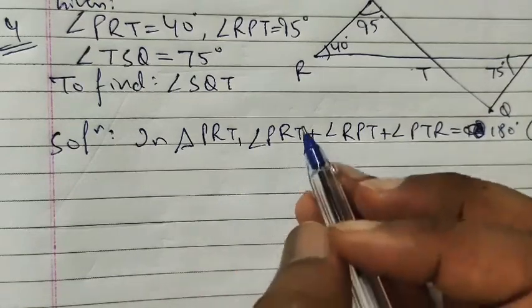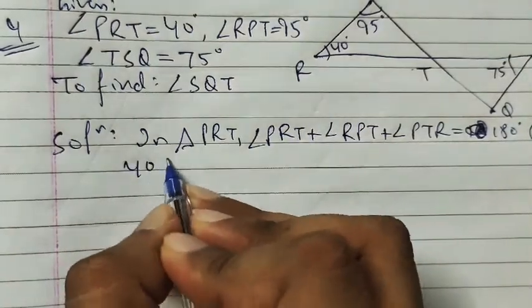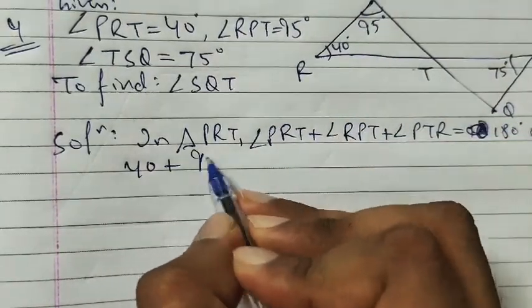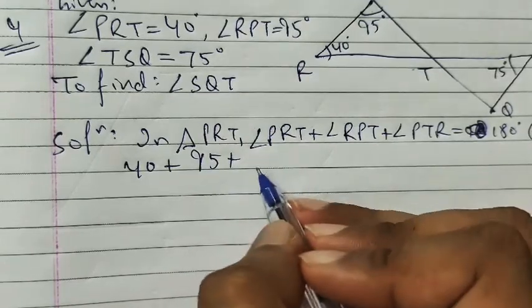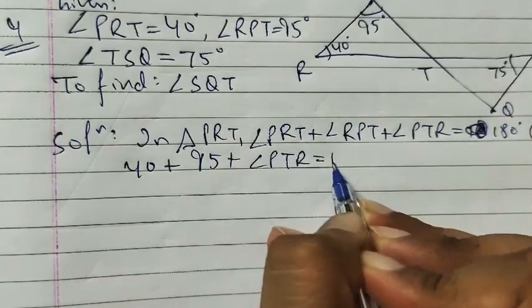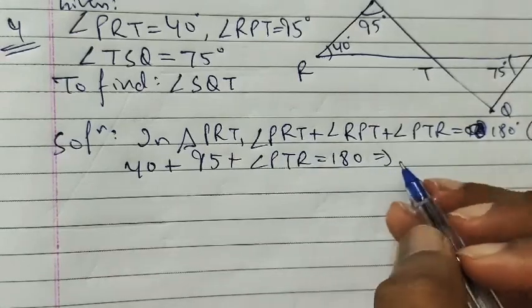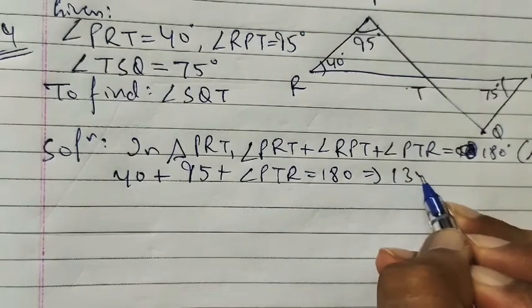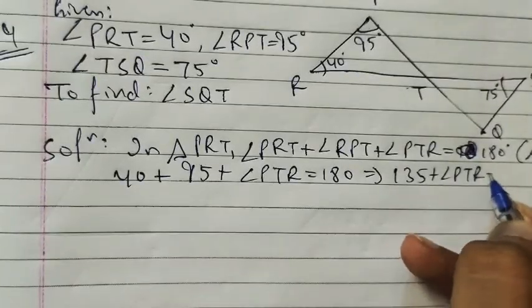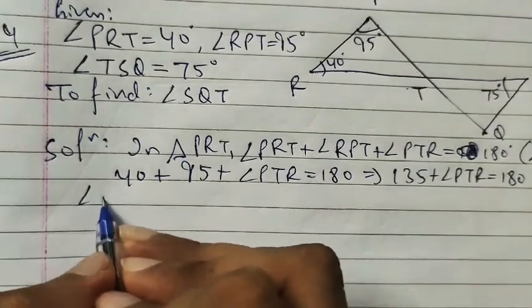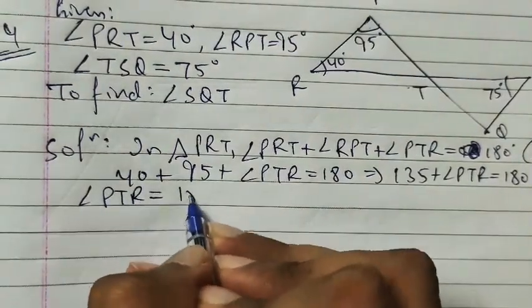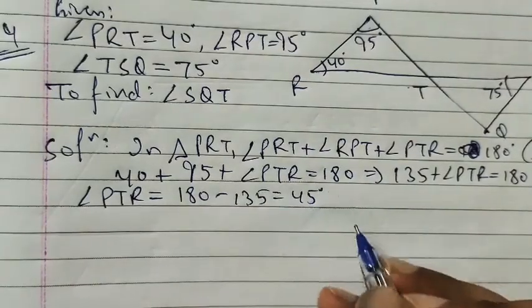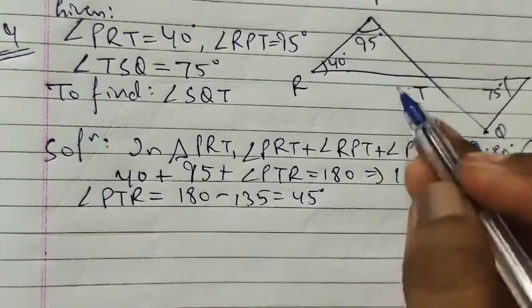So PRT is 40 degrees plus RPT is 95 plus PTR, we don't know, is equal to 180. This implies 40 plus 95, 135, plus angle PTR is equal to 180. So angle PTR is equal to 180 minus 135, which is 45 degrees, right? So PTR is 45 degrees, this angle.